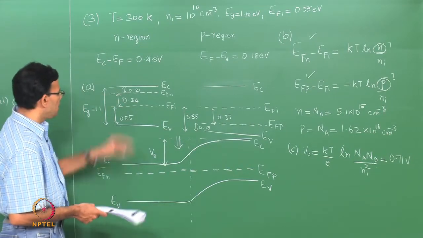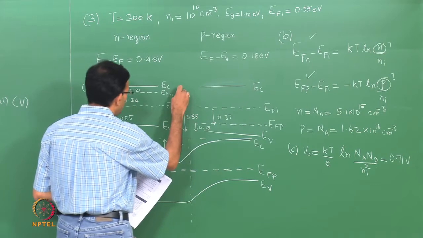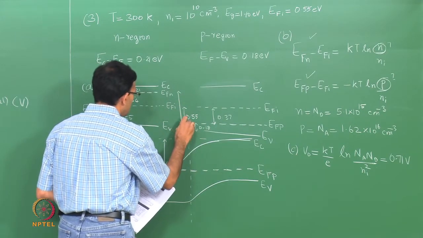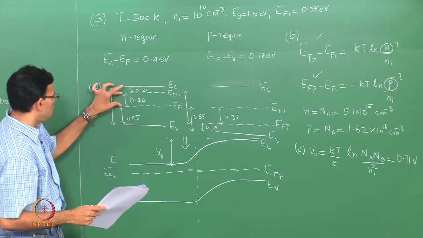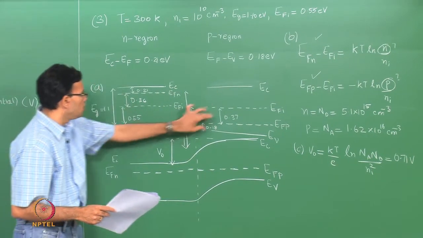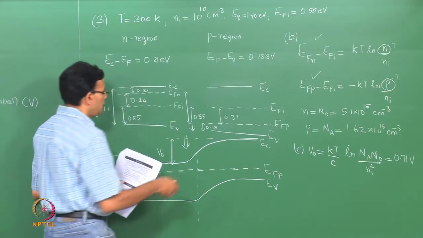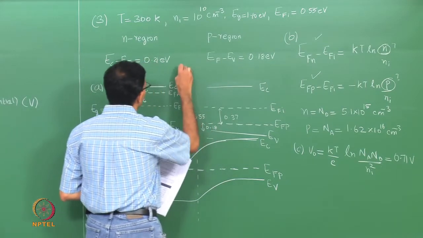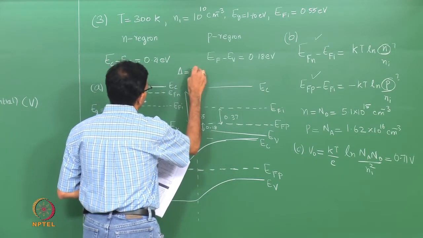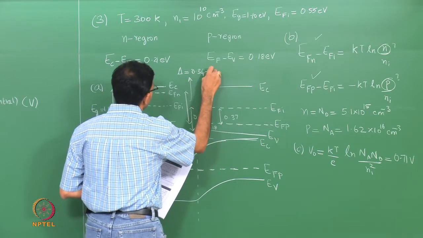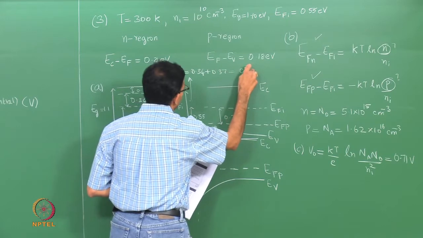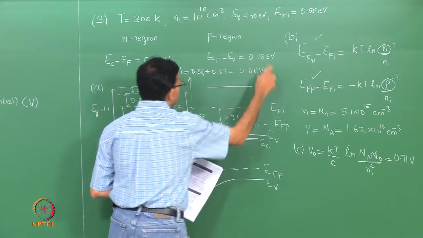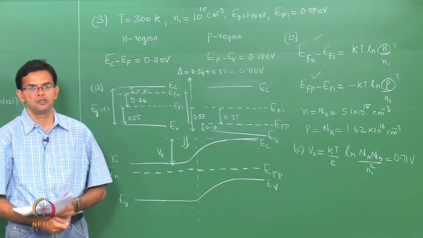We can also calculate the built-in potential by looking at the energy band diagram. So, in this particular case, the distance between EFn and EFp, this distance is essentially 0.34 plus 0.37. So, this distance delta is 0.34 plus 0.37, which is 0.71 electron volts.